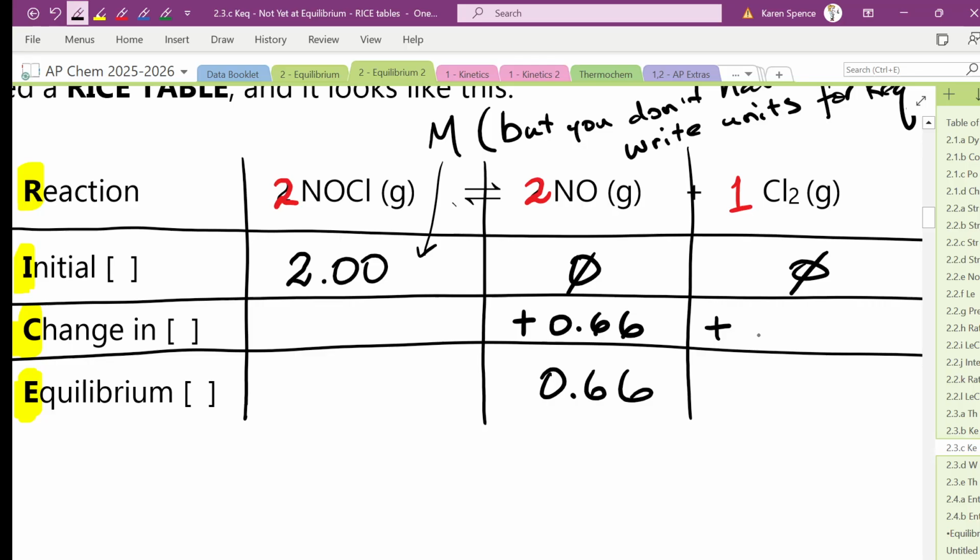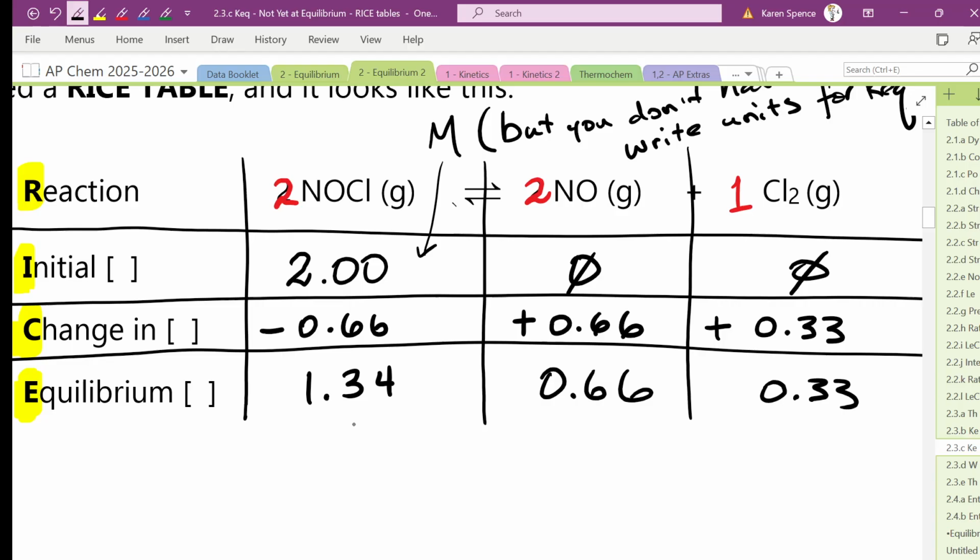So Cl2 has to go up. By how much does it go up? 0.33, half as much. NOCl is not a product, it is a reactant. So is it going up or down? It's going down. And by how much does it go down? 0.66. So we do our math then to get the rest of it. 2 minus 0.66 is 1.34. 0 plus 0.33 is 0.33.